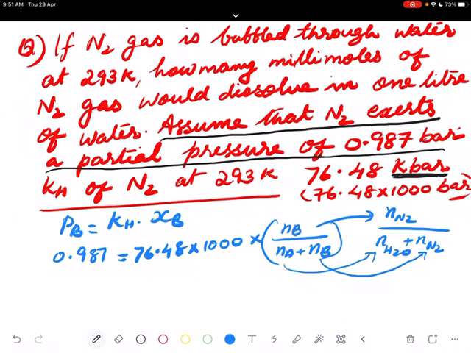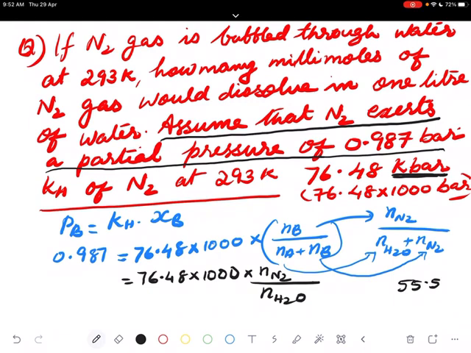Now, for easy calculation, since the concentration is very small, I can neglect this NB part. So the equation changes to 76.48 into 1000 into N of N2 upon N of water. I have neglected NB because as compared to the 1 liter of water, this millimoles of NB can be neglected. Now you can find out N of N2. What is N of H2O? For 1 liter of water, last year we learned the number of moles is 55.5. So I'm replacing the lower portion by 55.55.